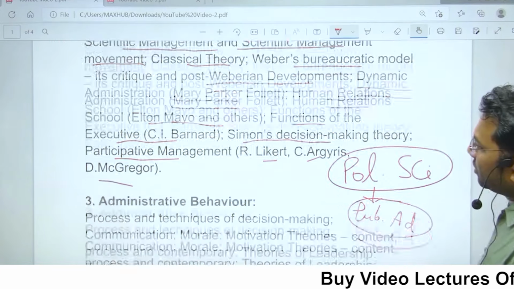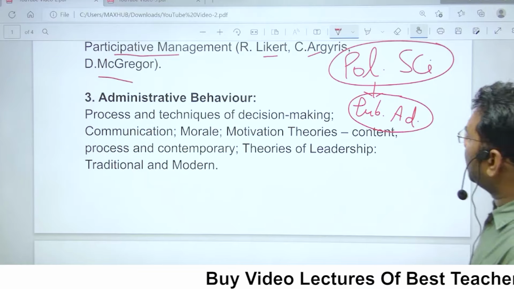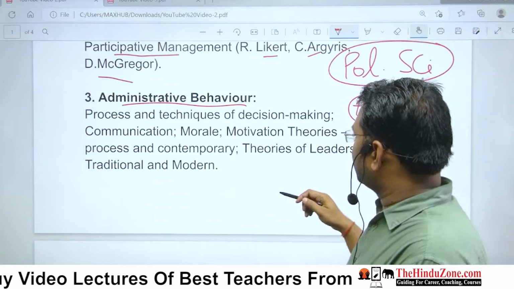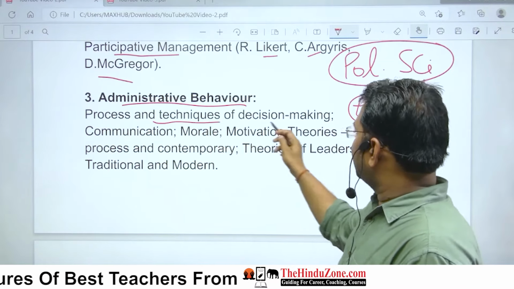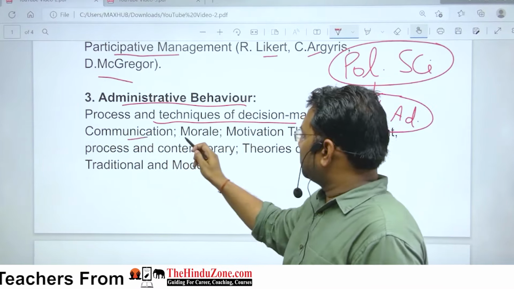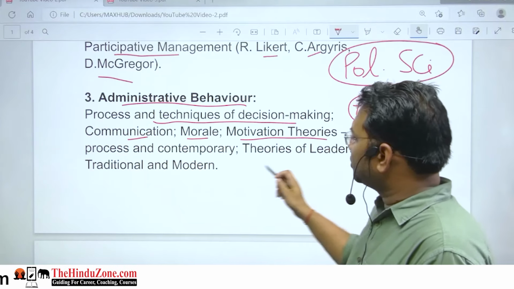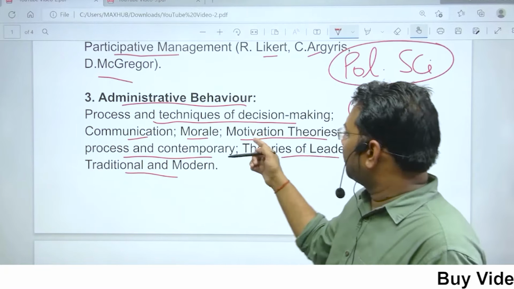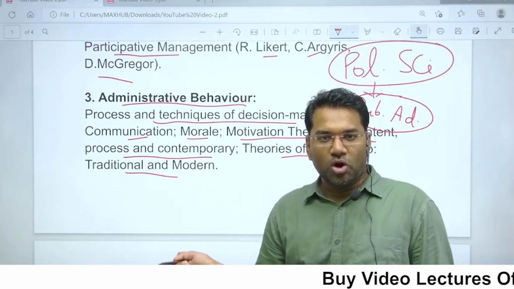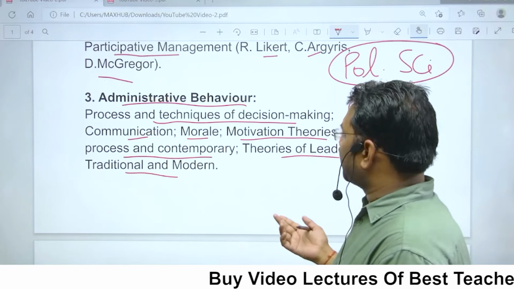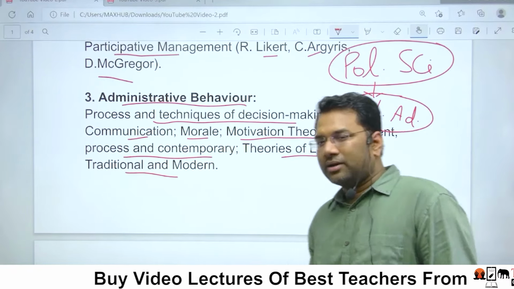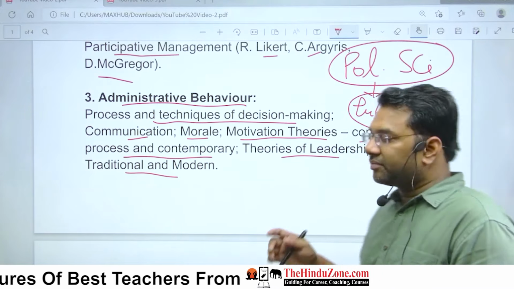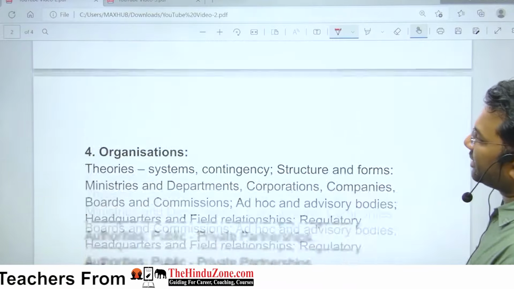Okay? Then after that, we will be talking about administrative behavior, and in administrative behavior the Abraham Maslow theory will come. In this: process and techniques of decision making, then communication, morale, motivation, the process, contemporary and theories of leadership, traditional and modern. Okay, so we will be talking about the factors which motivate and the factors which demotivate the individual, and morale, right? So we will talk about all of this. In this administrative behavior, people's behavior, we will try to understand that. Okay?